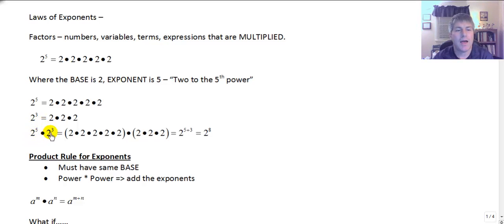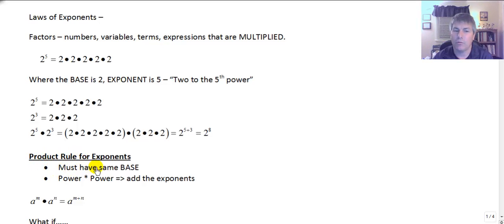Now, if we multiply two numbers with the same base, we've got the base 2 here we're working with, 2 to the 5th times 2 to the 3rd. Well, that's the equivalent of 2 multiplied 5 times in a row, times 2 multiplied 3 times in a row. And you can see that's 2 multiplied 8 times in a row. So 2 to the 5th times 2 to the 3rd, if we add the exponents, we get 2 to the 8th power. Which leads us to our first rule of exponents, or the product rule for exponents.